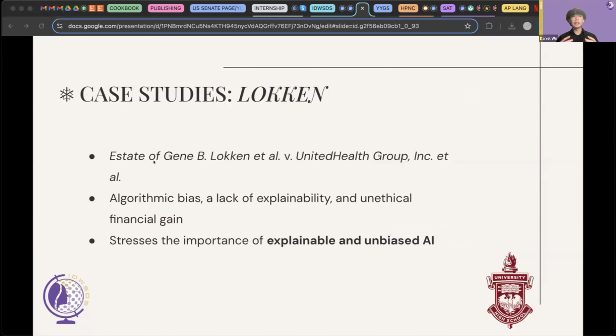So moving on to the legislative part that I researched, I identified 2 major case studies that highlight these ethical concerns. The first one is the estate of Jean P. Loken and Dale Henry Tetzlaff versus United Health Group. This class action lawsuit is accusing the insurance group, United Health Group, of wrongfully denying medical claims resulting from the outputs of this predictive decision-making black box AI model.